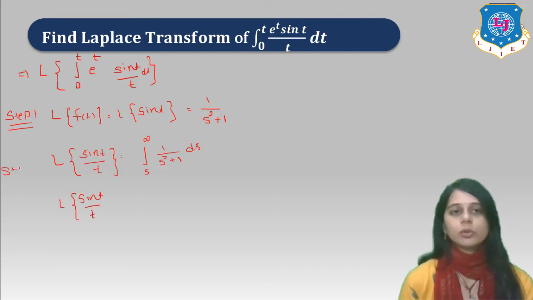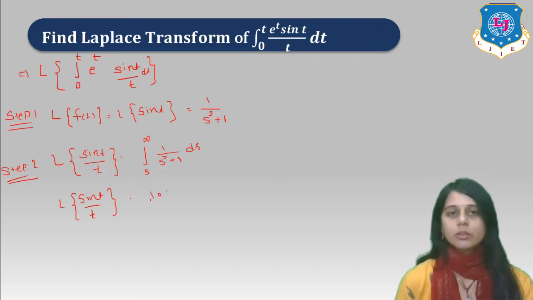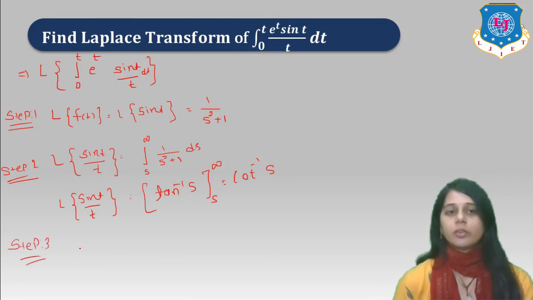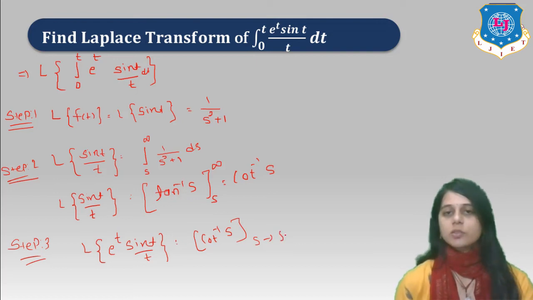This is your step 2. Tan inverse s from s to infinity. So the answer is cot inverse s. Step 3: find Laplace of e^t sin t by t. So replace s by s minus 1. The answer is cot inverse (s minus 1).